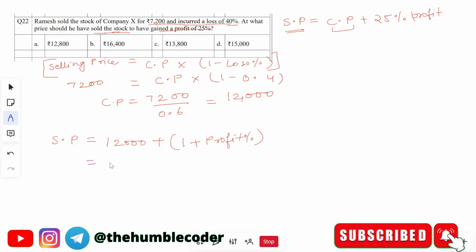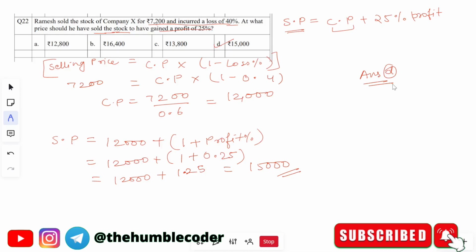So let's substitute the values here. 12,000 multiplied by 1 plus 0.25. Why 0.25? Because it is 25 percent. So solving this will give us 12,000 multiplied by 1.25, which equals 15,000. Hope you have got the answer. So the correct answer in this case is option D, which is 15,000. Moving on to the next question now.